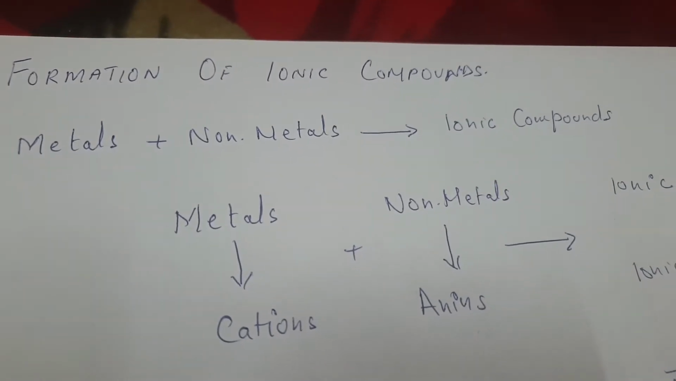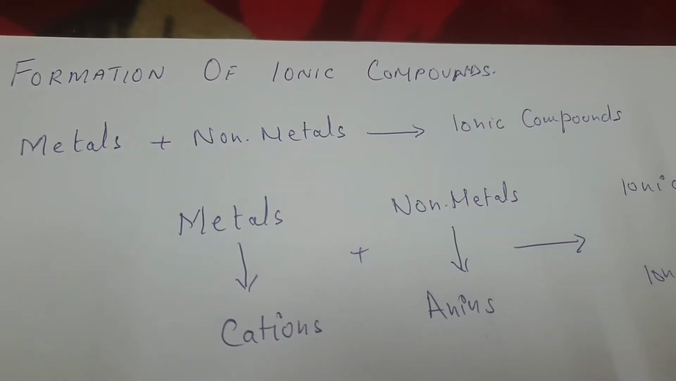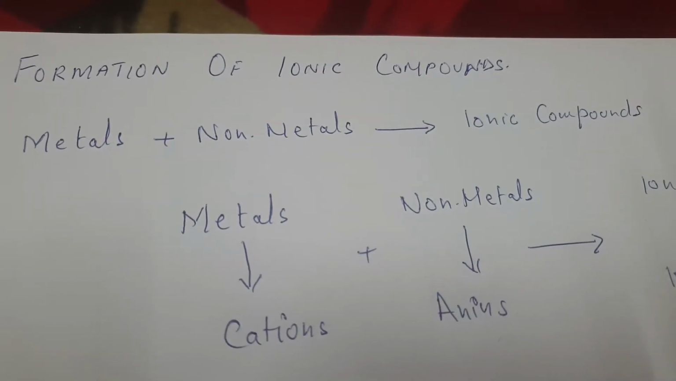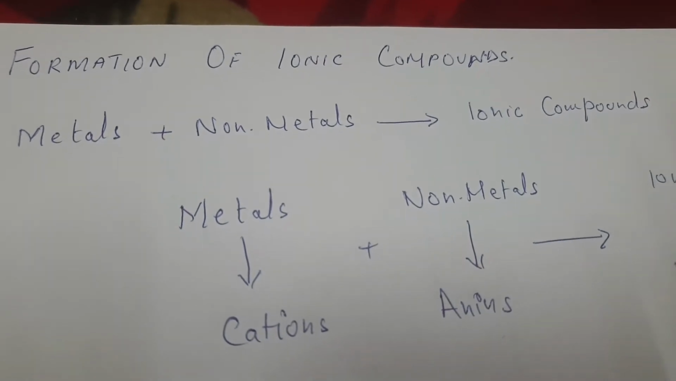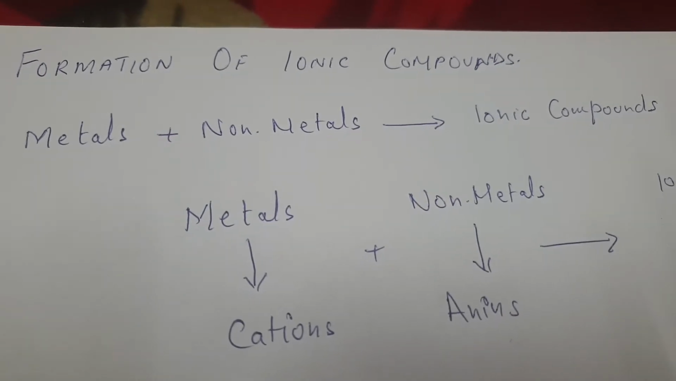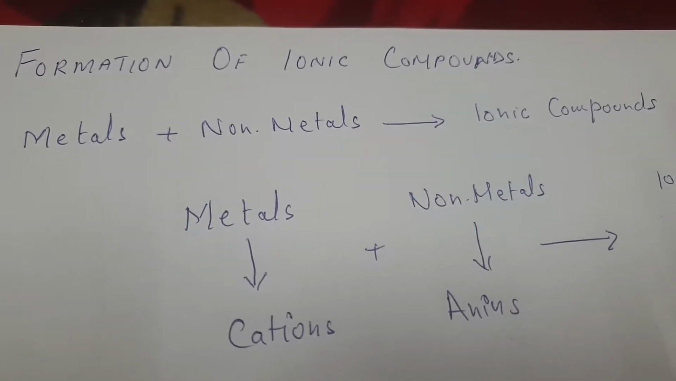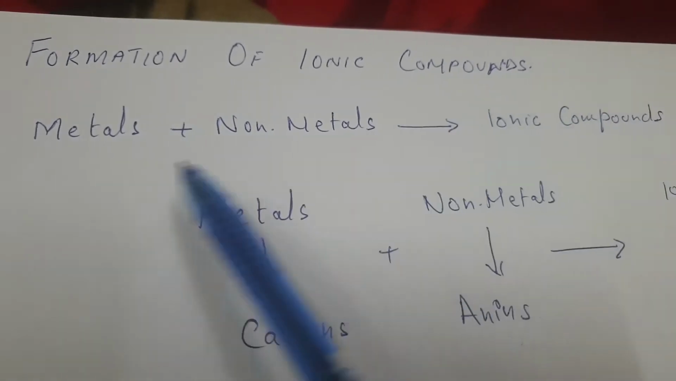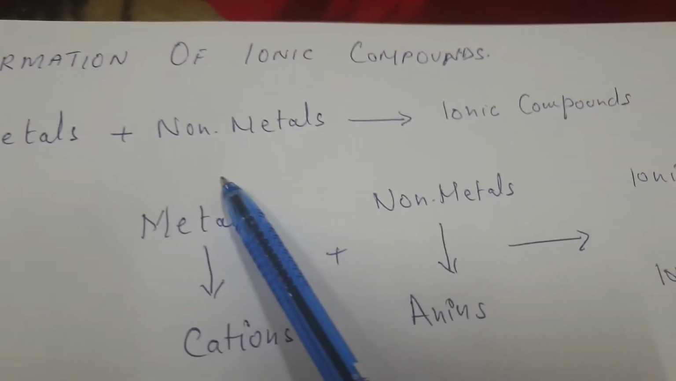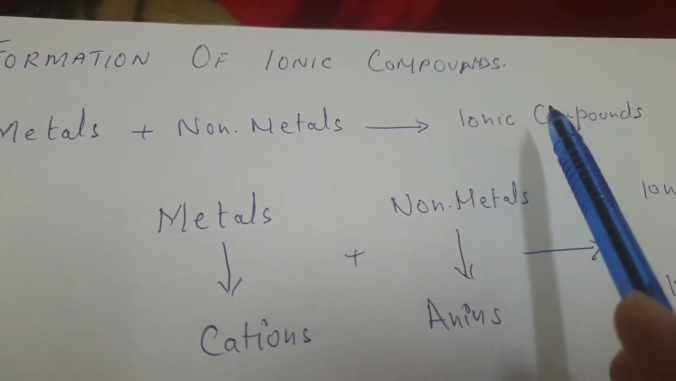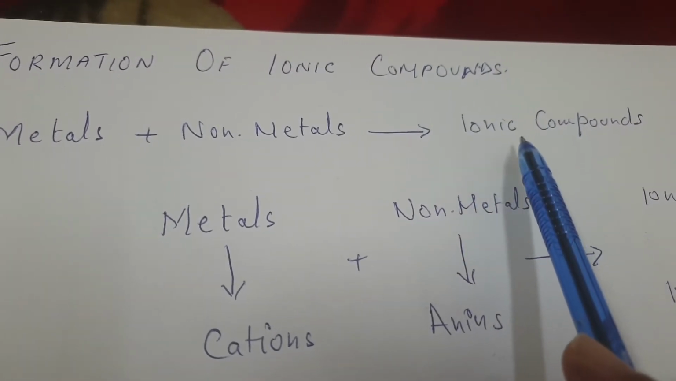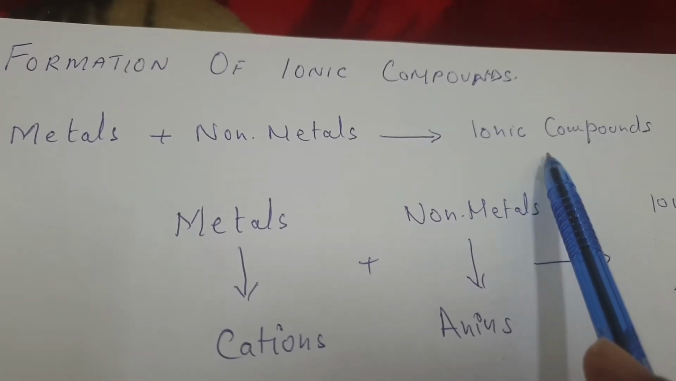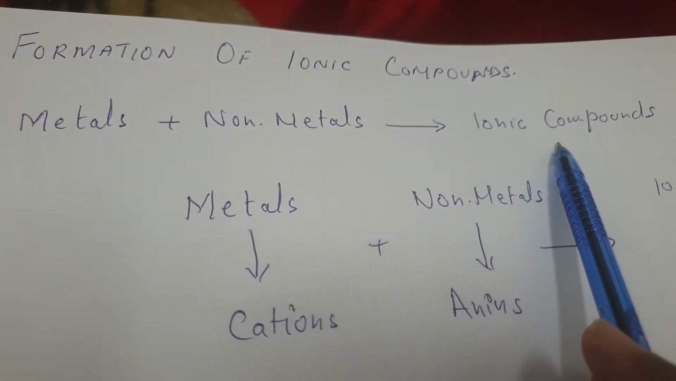Good morning, grade 10. Today we will discuss ionic compounds and ionic bond. What are ionic compounds? Like I already explained, ionic compounds are compounds formed by metals and non-metals. Or we can say that the combination of metals and non-metals will form ionic compounds, and the force of attraction present between ionic compounds is electrostatic force and the bond is ionic bond.